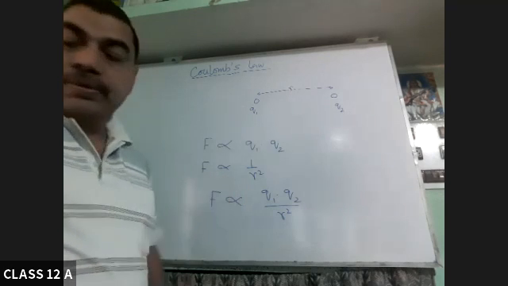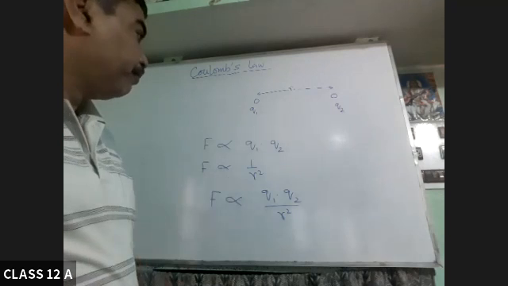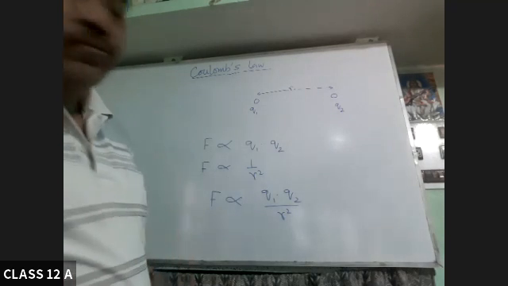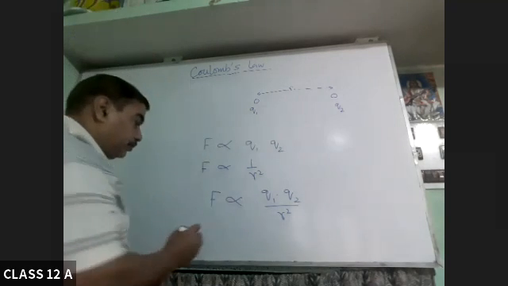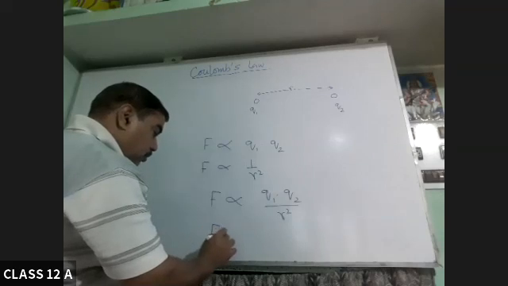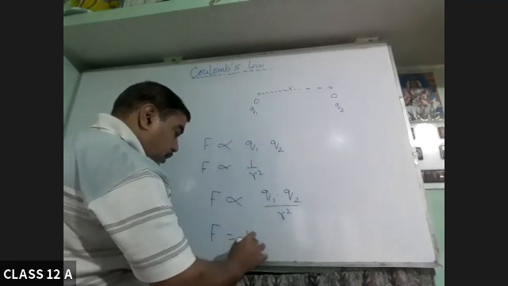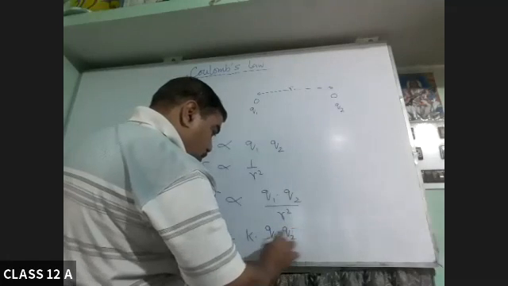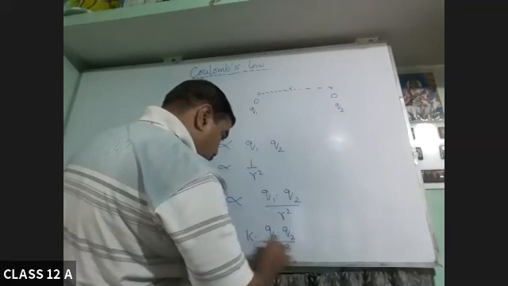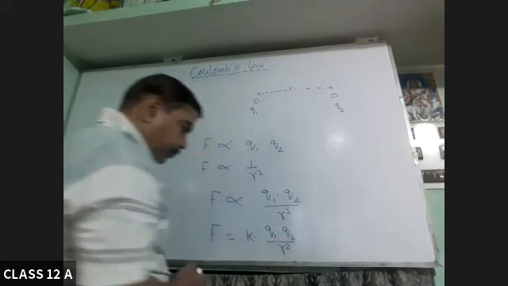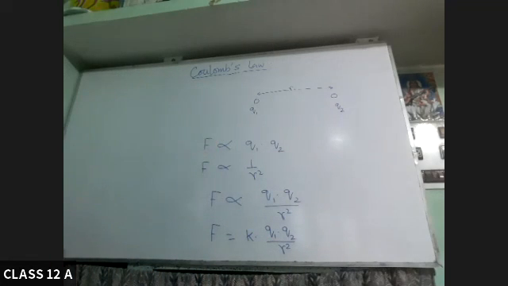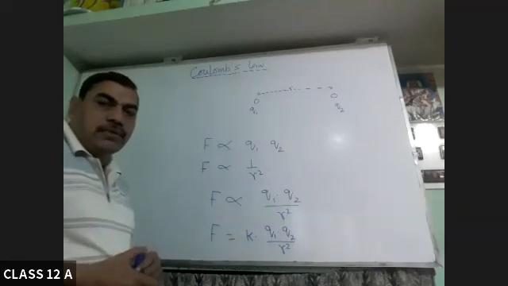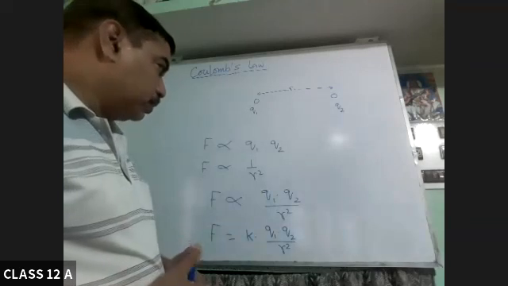Now, when we remove this proportionality relation, we have to give a constant. So this F is K Q1 Q2 over R square. So this K we call proportionality constant.